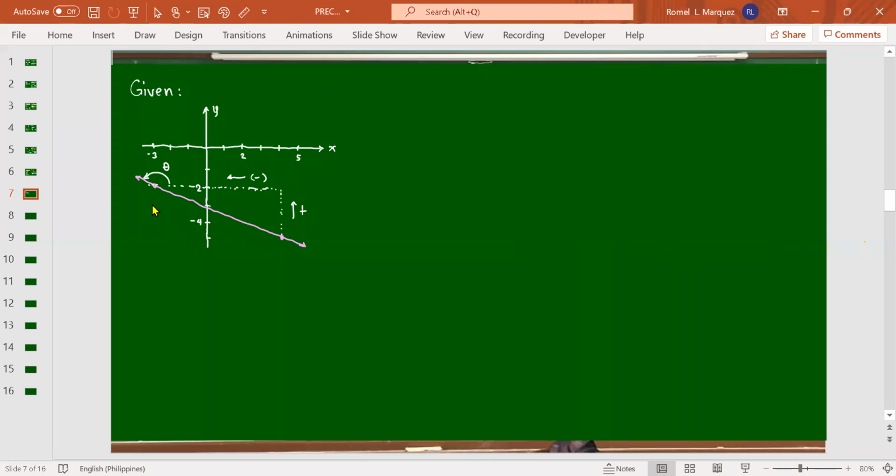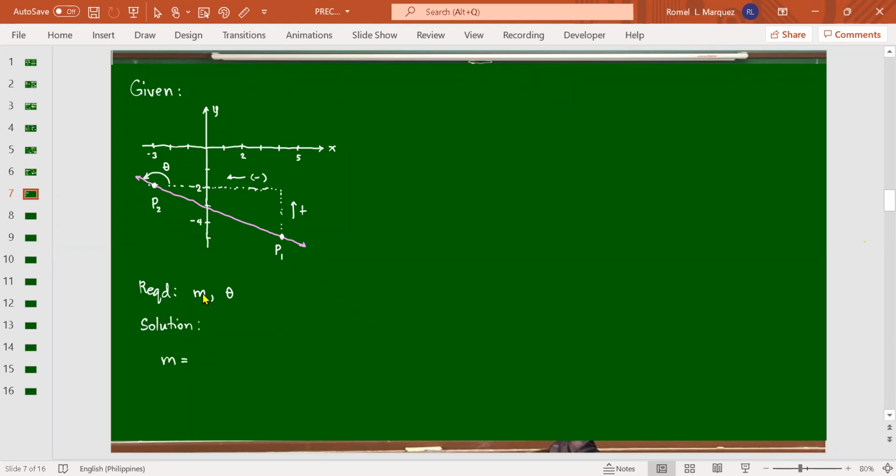So this is our point B, no? What is our point A? This, no? Am I right? This is P1, and then this is P2. So what are we looking for? Slope and theta, right?